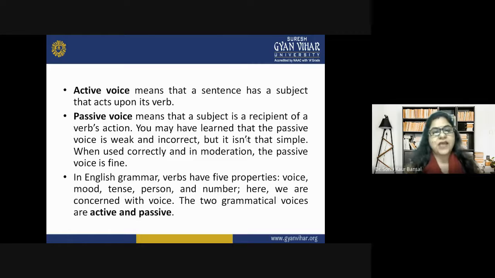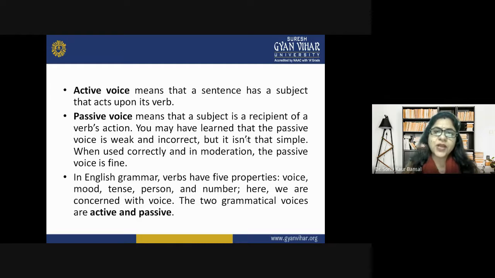So let's understand that active voice means that a sentence has a subject that acts upon its verb. That means the subject is acting upon its verb. That means something is spoken by the subject and that is quoted well. But in passive voice, students, it means that a subject is a recipient of a verb's action. And you may have learned that the passive voice is weak and incorrect. But it isn't that simple. When used correctly and in moderation, the passive voice is a fine one. So this is how active and passive voice are defined in its terms.